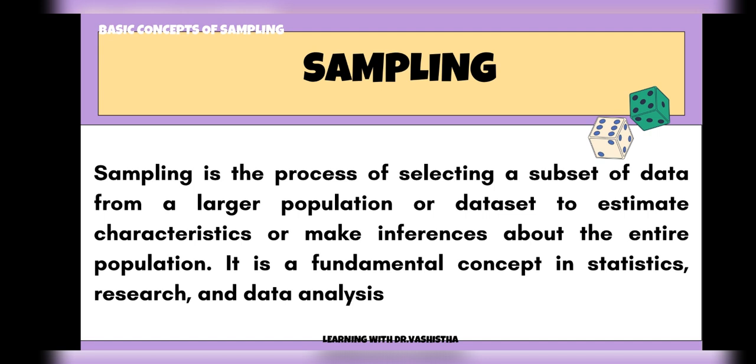So what we do, we select a small group or subset of data from that larger population, and this small group works as the representative of that larger population. We'll study that small group and its characteristics to make inferences about that larger population. This process is known as sampling.